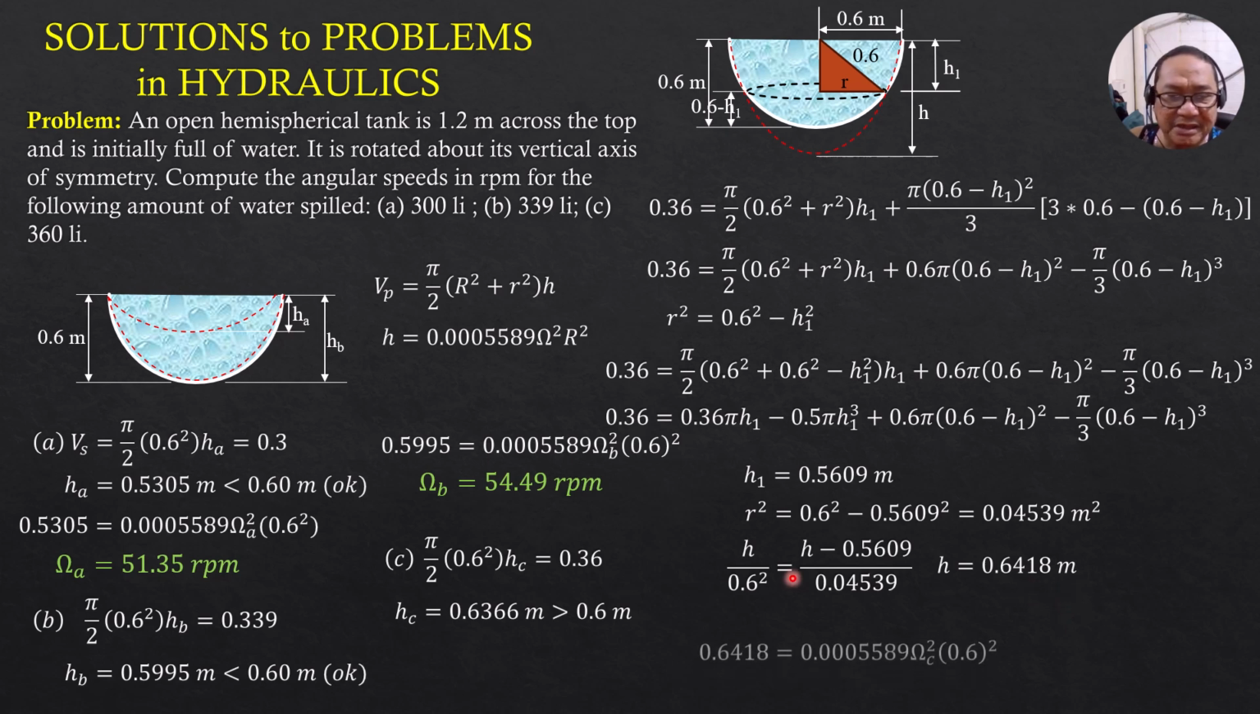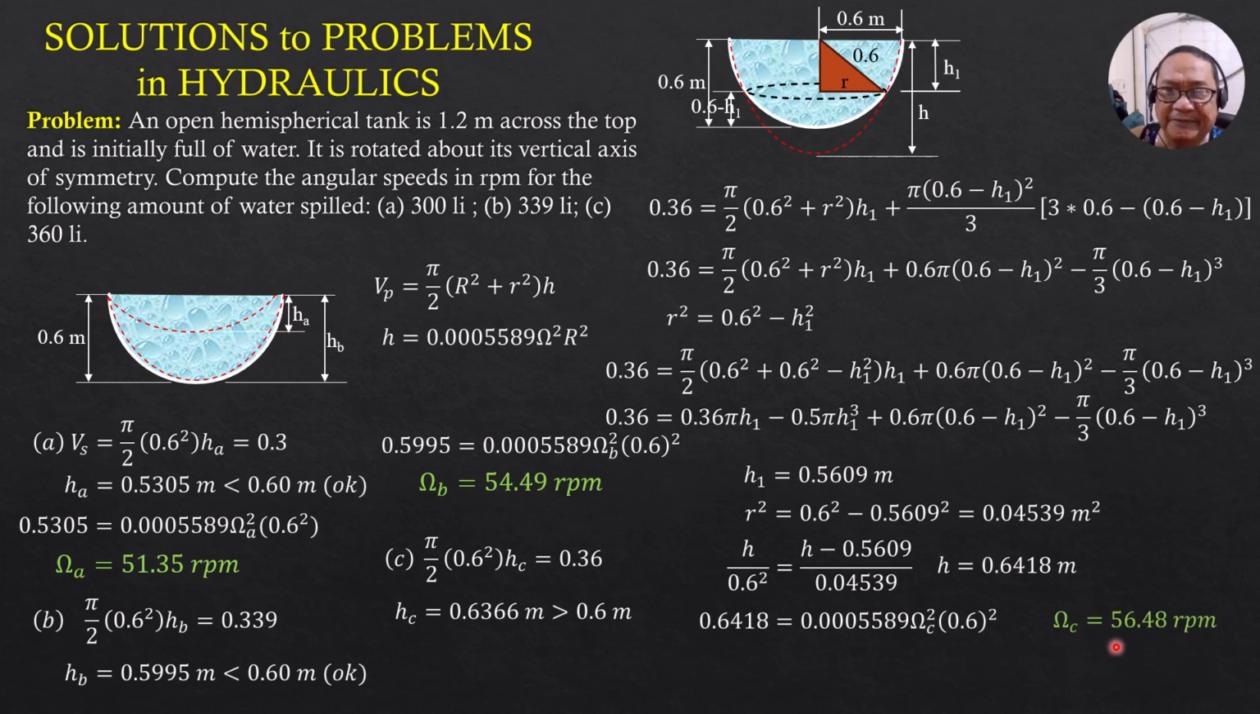So substitute into the formula, 0.6418 equals 0.00055589 omega sub c square radius 0.6 square. So omega sub c is equal to 56.48 revolutions per minute. So that's it for this video.